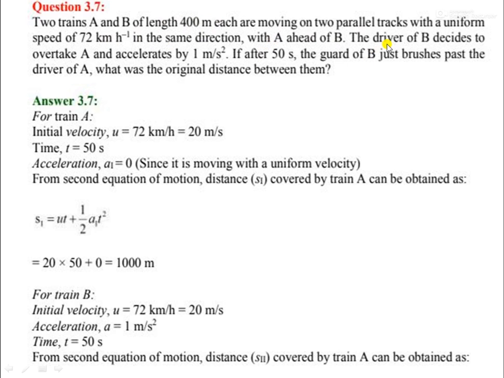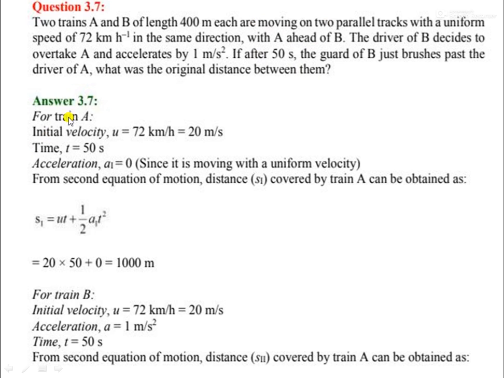The driver of B decides to overtake A and accelerates by 1 meter per second square. If after 50 seconds the guard of B just brushes past the driver of A, what was the original distance between them? So as the question is saying A was ahead of B, you have to find that distance, that is, what was the initial distance between both the trains.